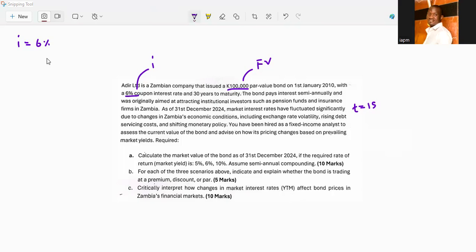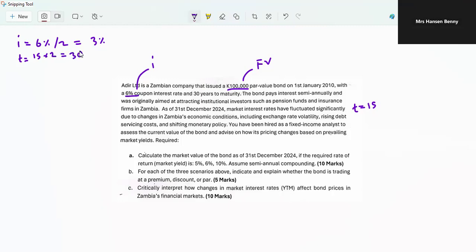Okay, great. So our coupon interest, 6%. Why are we dividing by 2? Semi-annual. So 3%, right? Before we go to market rate, time is what? 15 years, but we're multiplying by 2, so we are going to have 30 periods. The PV, present value or MV, is 100,000, right?